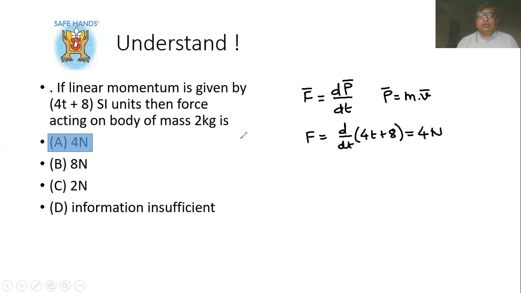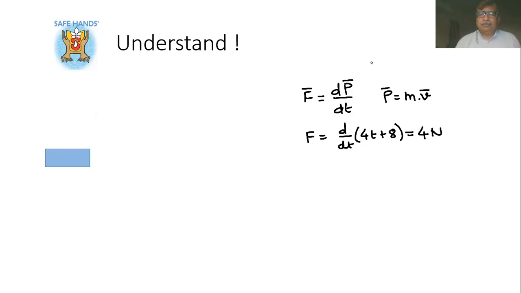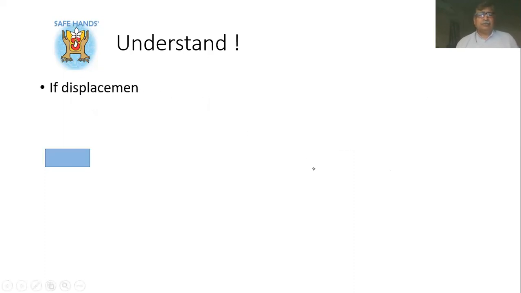Acting on a body of mass 2 kg, sir, what is this mass given for? Just to divert your concentration. It has nothing to do with the information provided; it is totally useless information. If you were asked to find the acceleration of the body, then it would turn out to be 2 meters per second square. So this is how you can get the answer for this problem. Many of you have done this correctly, I'm sure, but let us proceed further.